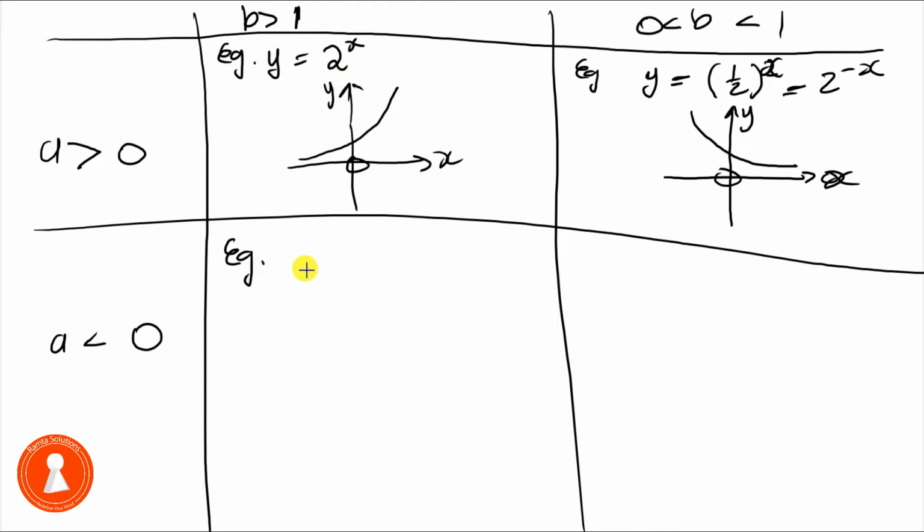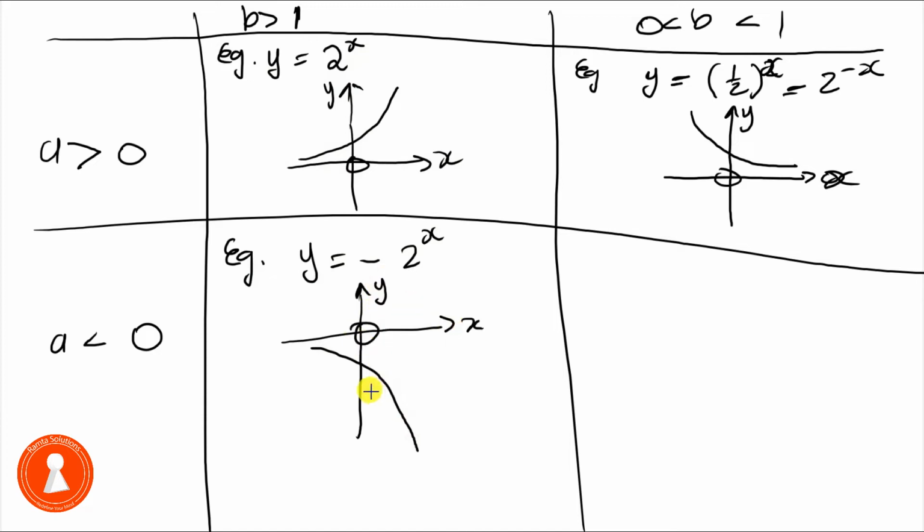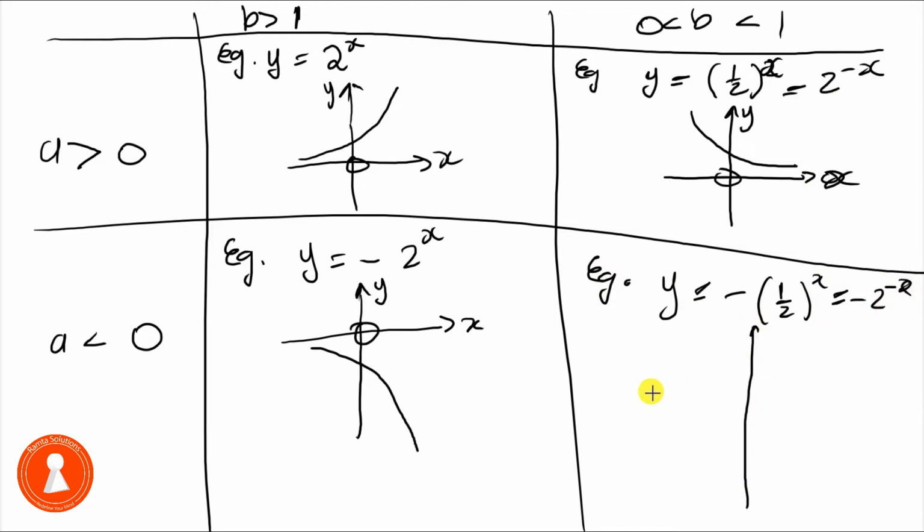Now, y equals negative 2 to the x. Our graph would look like this. Right? Now, let's try here, y equals the very same one, but I will put a negative, half to the x. Of course, I said it's 2 to the minus x. Our graph would look like this. Right? Can you guys see this?